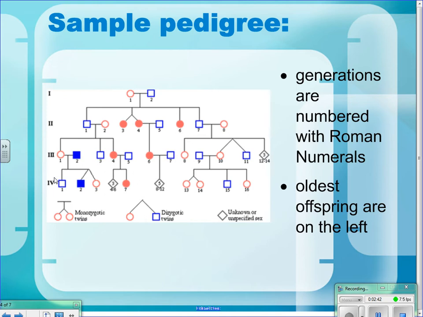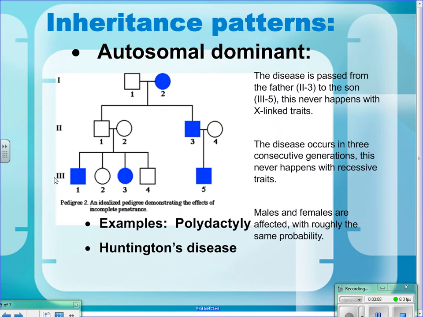So here's an example of a pedigree. You can see that the shaded ones would be affected individuals. A couple other things: we number generations with Roman numerals, and the oldest offspring are typically on the left, and we go left to right. So let's look at some inheritance patterns. That's the next thing to look at.